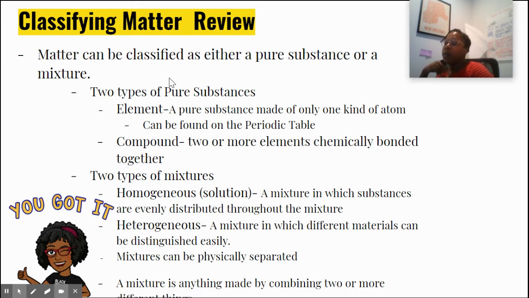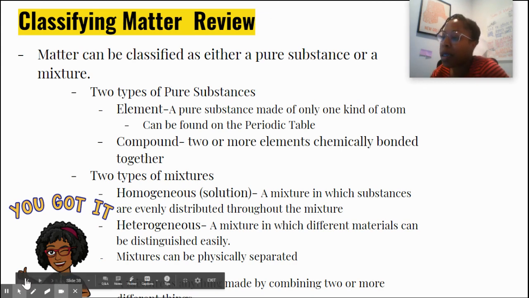You have two different types of mixtures, which is homogeneous mixture, also known as a solution. A homogeneous mixture is a mixture in which substances are evenly distributed throughout the mixture, and then you have a heterogeneous mixture. A heterogeneous mixture is a mixture in which different materials can be distinguished easily. Mixtures can be physically separated, okay? Remember that. A mixture can be physically separated, and a mixture is anything made by combining two or more different things. And that is it for the classifying matter review, and hopefully it was helpful.